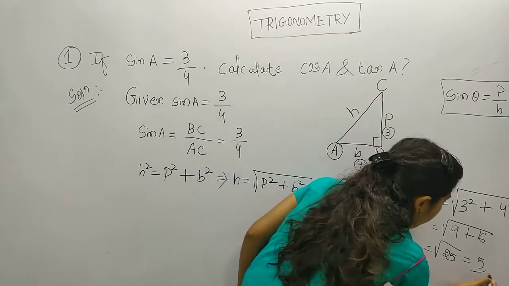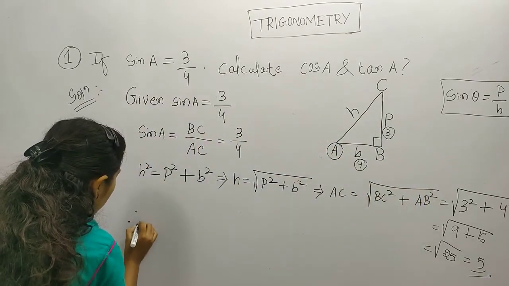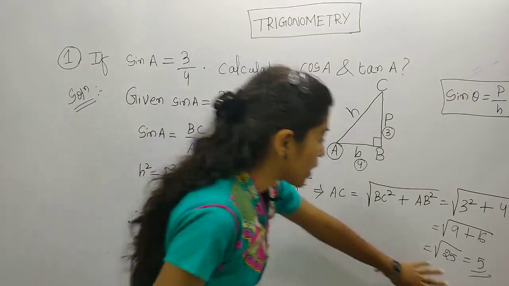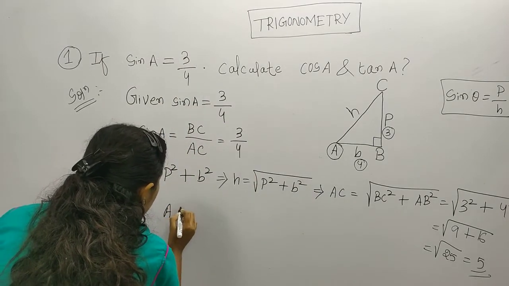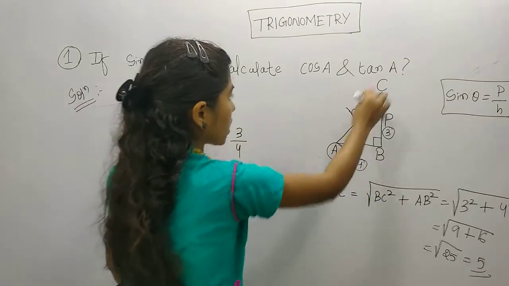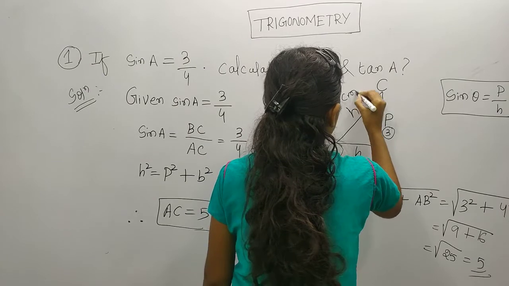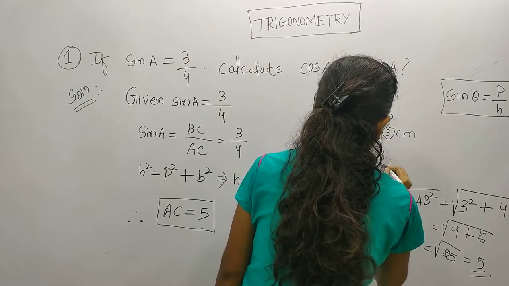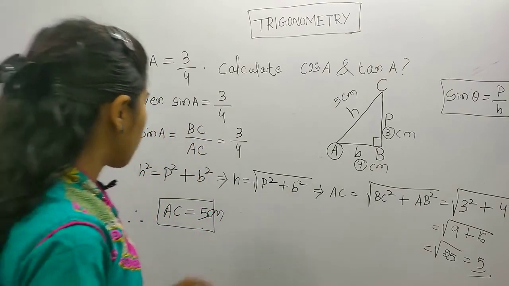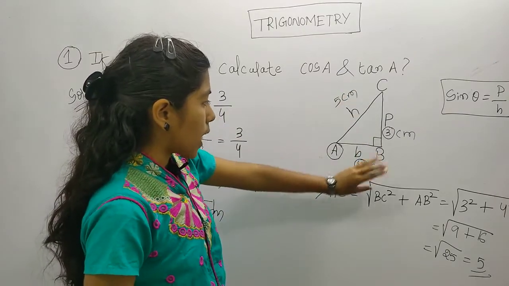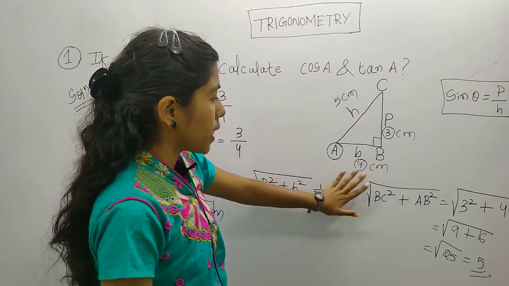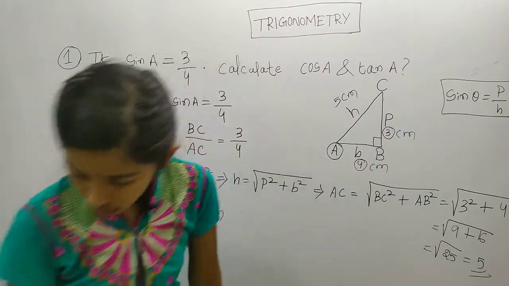Therefore what have we found out here? The hypotenuse is our AC, so AC equals 5 cm. Okay, over. So the triangle is complete now: hypotenuse is 5 cm, perpendicular is 3 cm, and our base is 4 cm. So there is no problem with the triangle now.